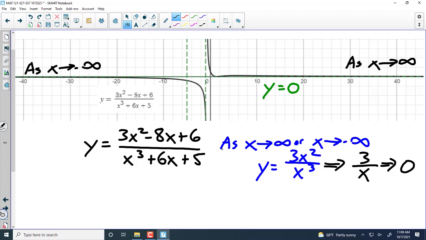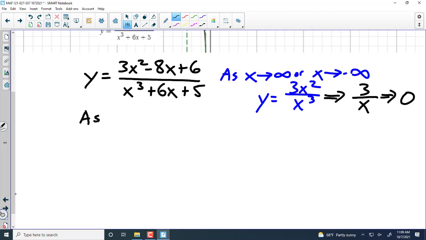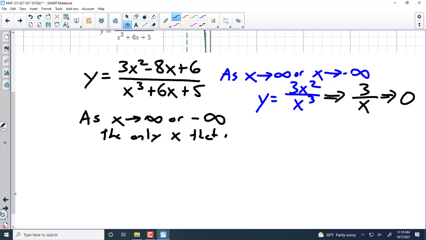What's actually happening is since the numbers are getting so big, the only thing that matters is the largest x power you see here. That's what's going on. So, as x approaches infinity or negative infinity, the only x that matters is the one with the largest power. And when the one with the largest power is on the bottom, the denominator gets enormous, and the whole thing goes to 0.